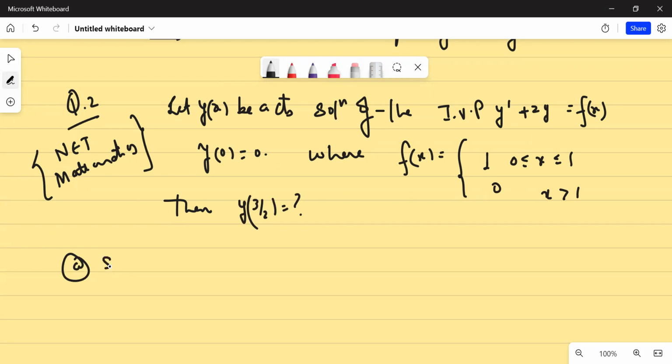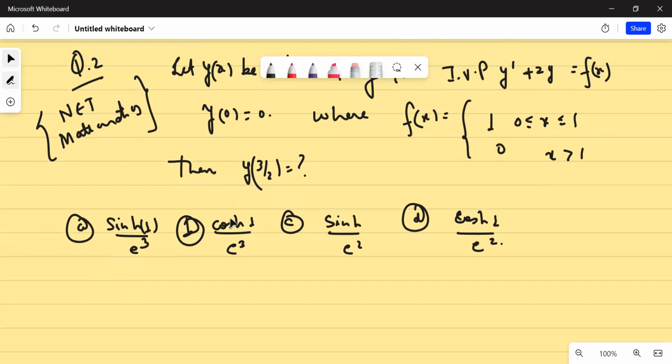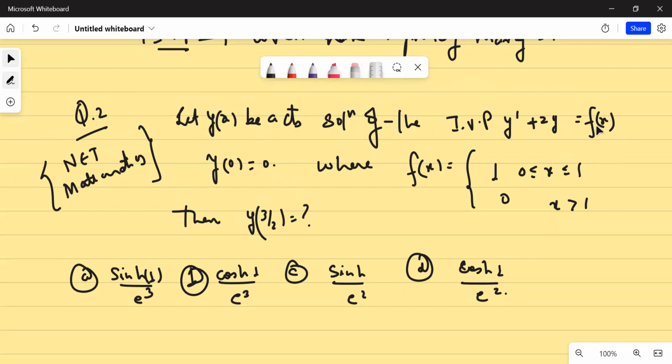Option A given in the exam was sinh(1) upon e cube. Option B was cosh(1) upon e cube. Option C was sinh(1) upon e square. And option D was cosh(1) upon e square. Okay. So how to go about it? Now you see that your function on the right hand side, which happens to be f(x), is a piecewise defined function. That is, for all x lying between 0 and 1 it is given as 1, and for all x greater than 1 it is given as 0.